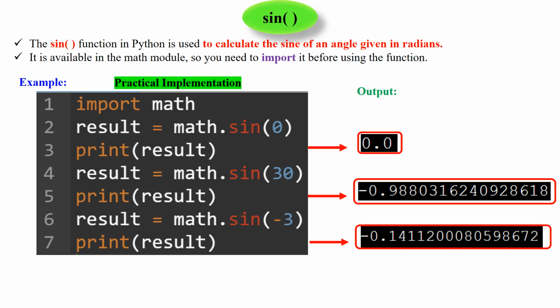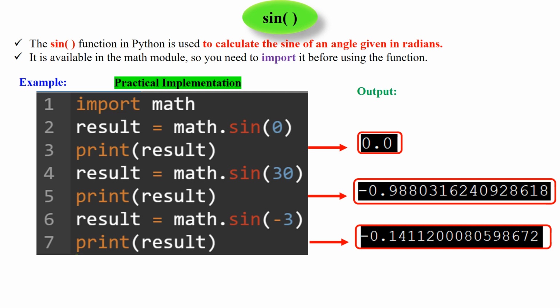In line 4 and 5, we calculate the sine of 30 degrees using math.sine of 30. The argument is in degrees, but the math.sine function expects the angle in radians. So, internally, the value is converted to radians. The result will be minus 0.98803162409286818. In line 6 and 7, we calculate the sine of minus 3 radians using math.sine of minus 3.